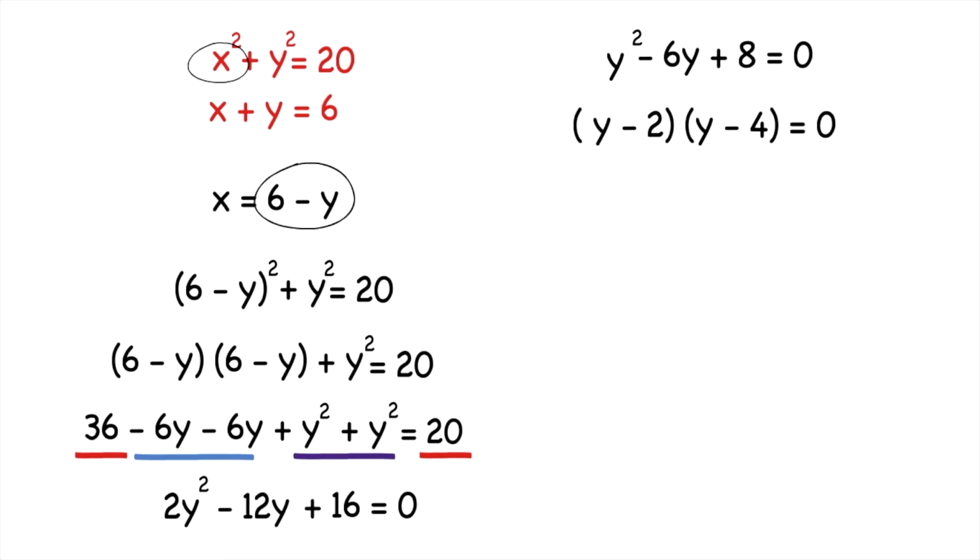When I'm solving for y, I take them out of the brackets by changing their sign. I now have my two solutions for y. y either equals 2 or y equals 4.